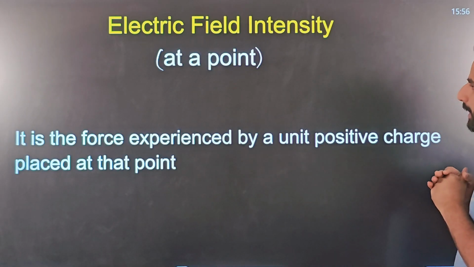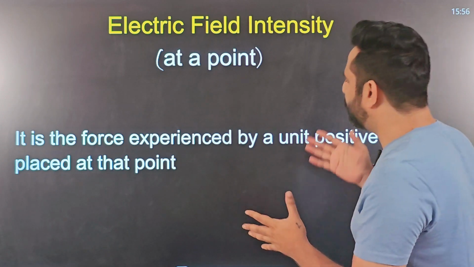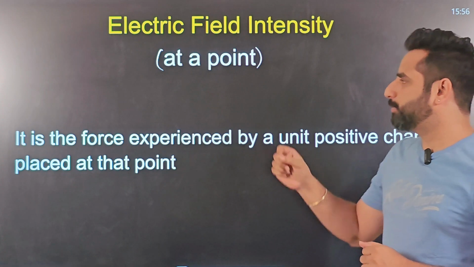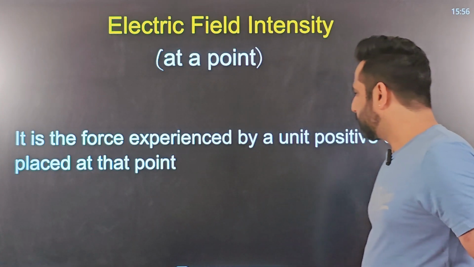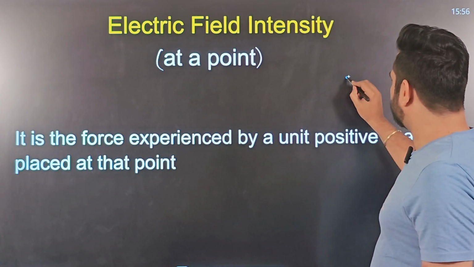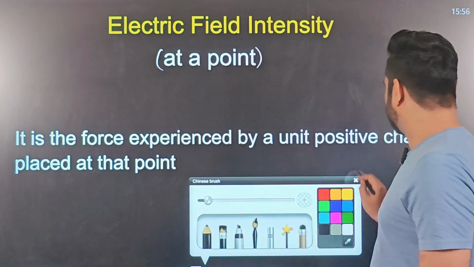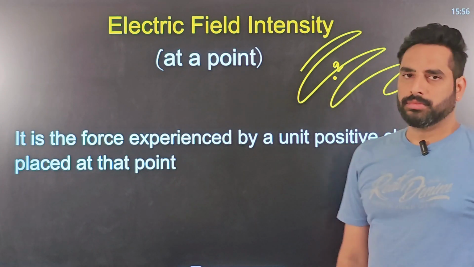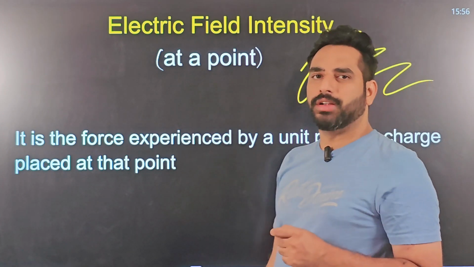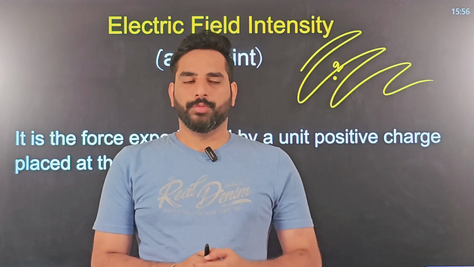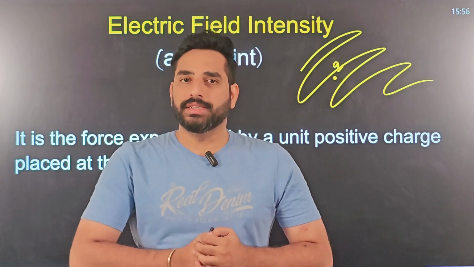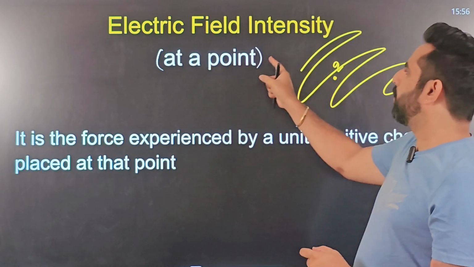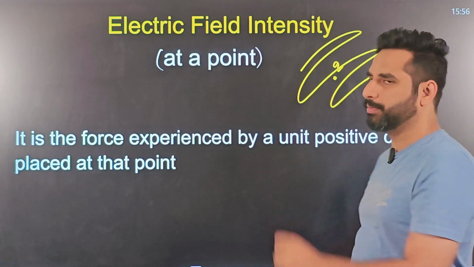So electric field intensity vector is defined as the force experienced by a unit positive charge which is placed at that point. Suppose I bring a charge in a region, say this is charge Q, and it is creating its effect in the region, and that effect is not the same everywhere. It varies from point to point. That is the reason why electric field intensity vector is defined at a particular point. Electric field intensity at a particular point.